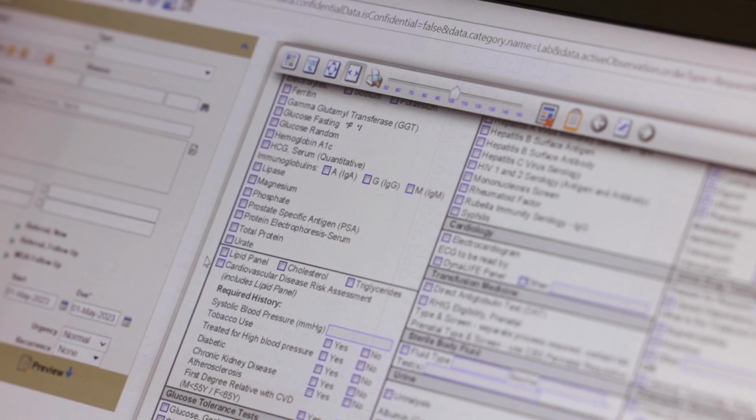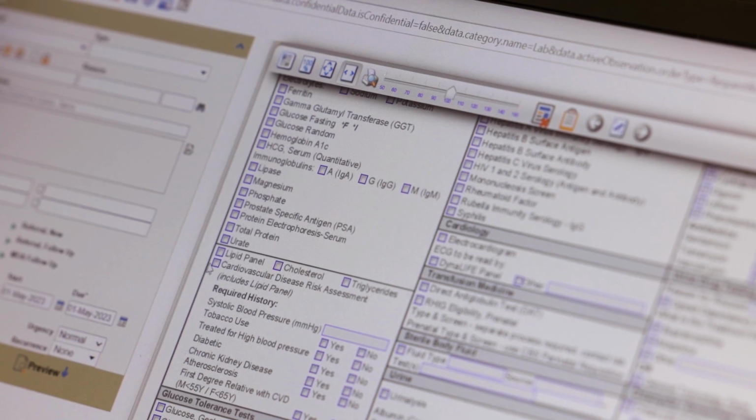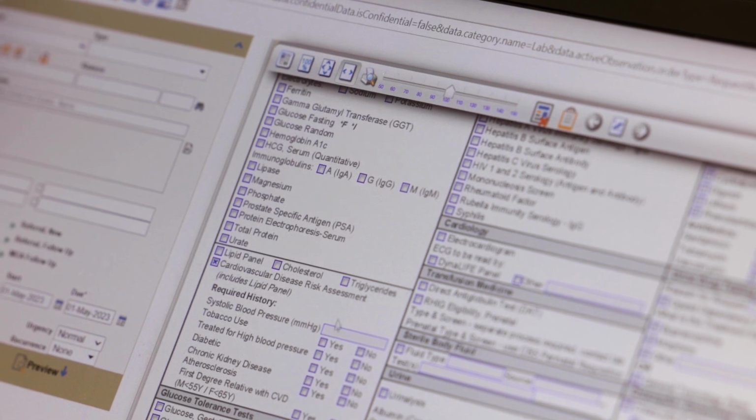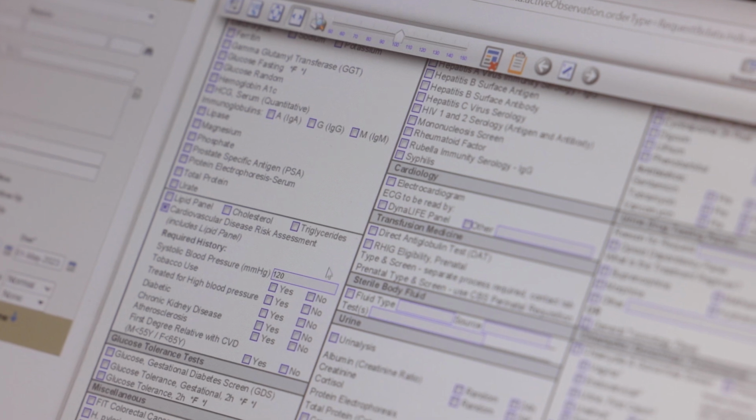In order to get a complete report back, all of the risk factors must be put in properly. So it asks specifically for the systolic blood pressure, not the diastolic, just the systolic pressure. And it has to have an answer for all of the risk factors. So what is their smoking status? Are they being treated for blood pressure? Do they have diabetes? Do they have chronic kidney disease?